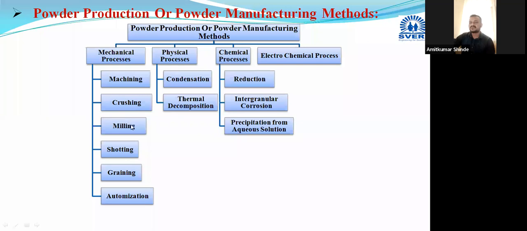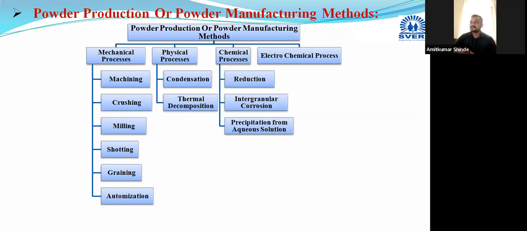Now this milling process can be conducted in two ways. The first way is the dry milling process, and the second way is the wet milling process. In the process I have explained, we have the rotating drum, hard material in the form of discs or rods, and the raw material from which we obtain the powder. We rotate it, and due to collision powder is collected in the drum and removed from the drum.